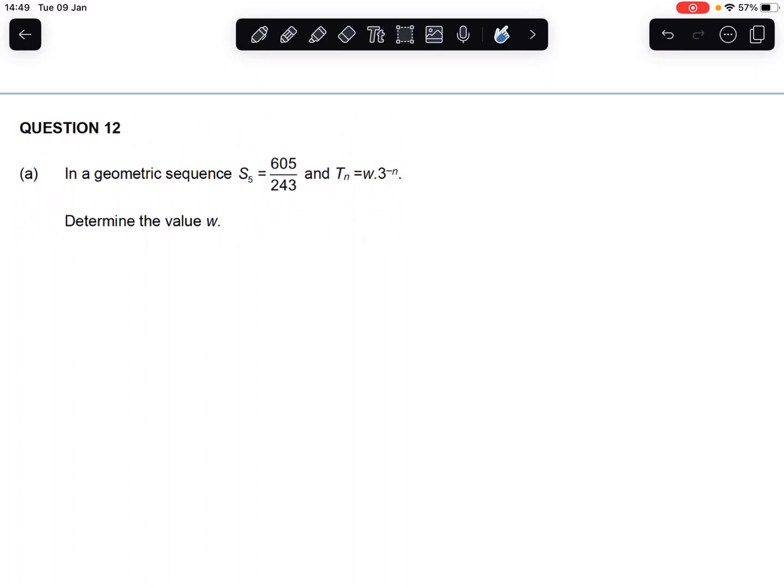We're looking at IEB May 2023, paper 1, question 12a. Sequences and series. In a geometric sequence, S5 is equal to 605 divided by 243. So the sum of the first 5 terms is equal to 605 divided by 243, and term n is given by w times 3 to the negative n. Determine the value of w.